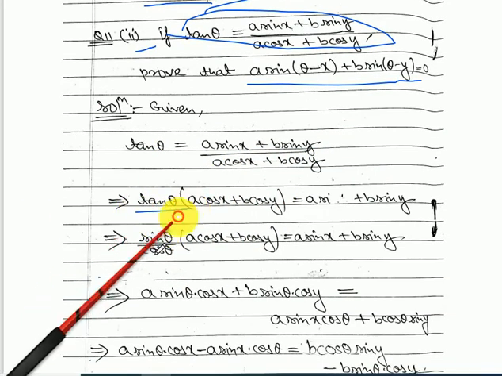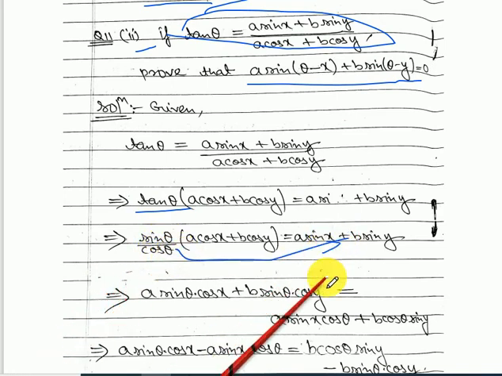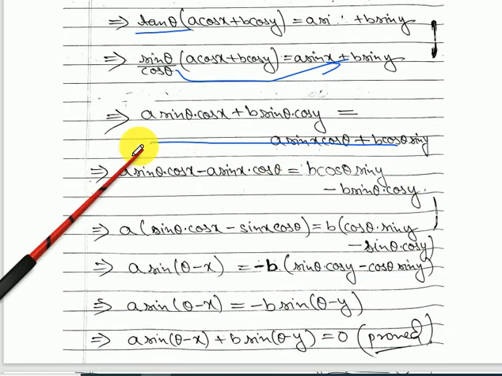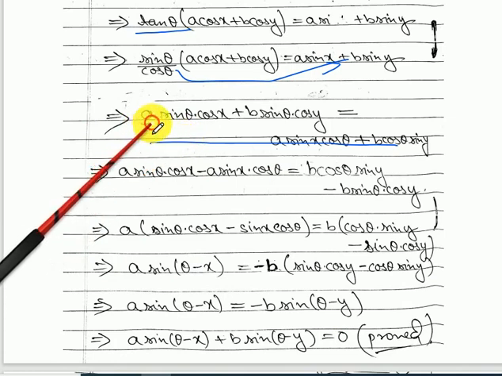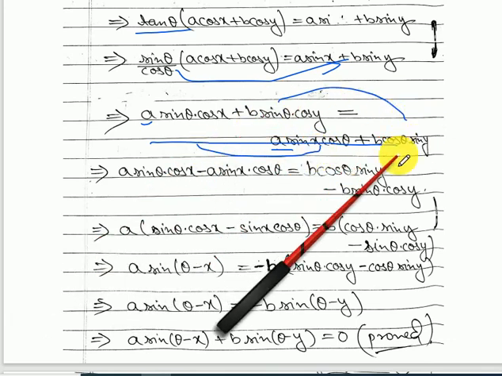This tan theta can be written as sin theta upon cos theta. This cos theta will be taken to the right hand side, okay. So we get this. Now here you can see that this has a, this has a, okay. So take this on left hand side and take this on right hand side, clear.